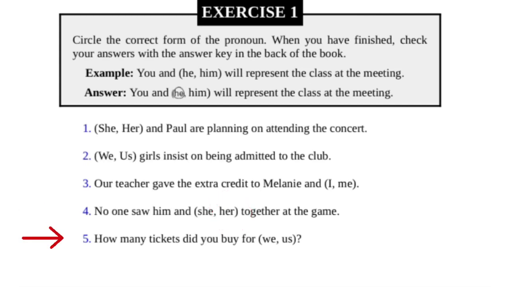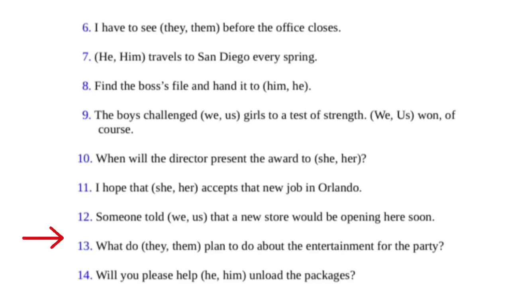Next one, for is a preposition, so it's got to be us. How many tickets did you buy for us? To is a preposition, so it has to be I have to see them before the office closes. Next one, he's the one who's performing the action. He travels to San Diego every spring.